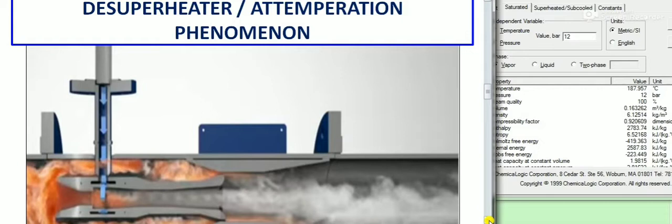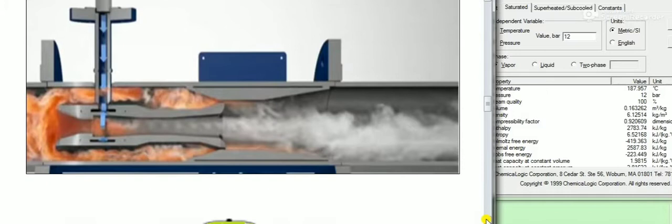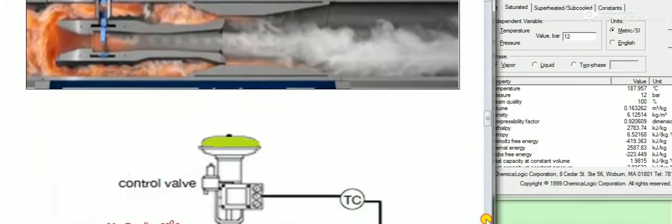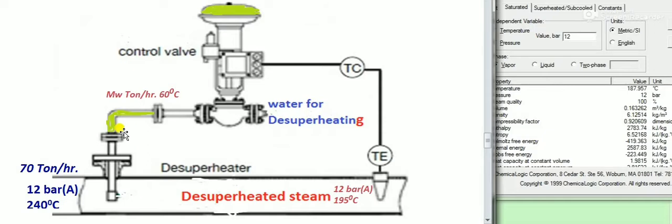Now we will see how to calculate the mass flow rate of water required for desuperheating. What are the given data? We take one of the practical calculations that we are going to do. You can also find out the amount of water required in your desuperheater for better effectiveness and control in the desuperheaters.